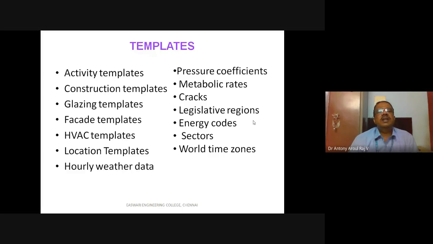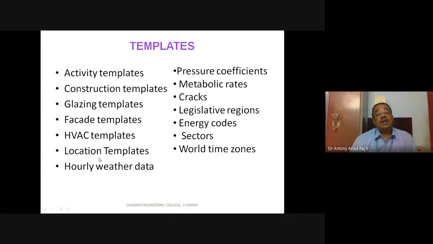And similarly, you can give the templates. What are all the templates that are possible? You can give activity templates, construction templates, glazing templates, standard glazing templates, facade templates, HVAC templates. What do HVAC templates mean? Is it a window AC or a split AC? Is it a ductable AC? For that, a template will be there. Ductable, central plant, chiller, all these templates will be there. Like that, for everything, a template will be there. Location template.